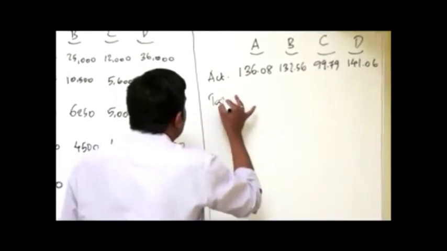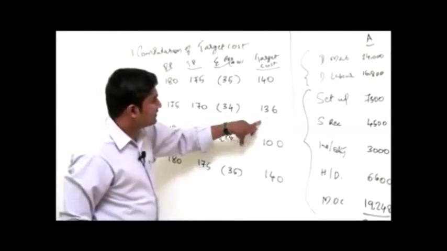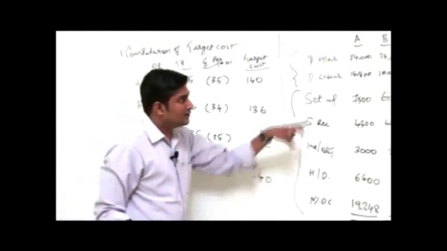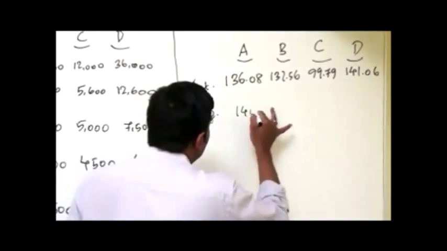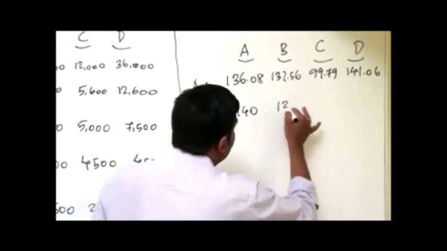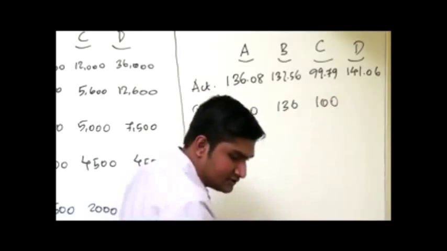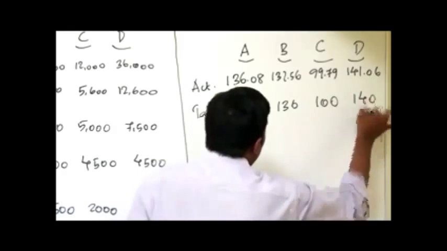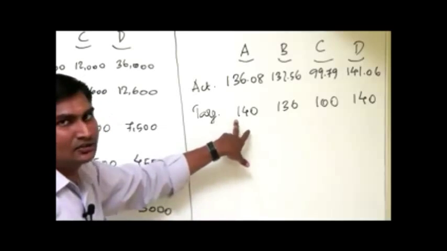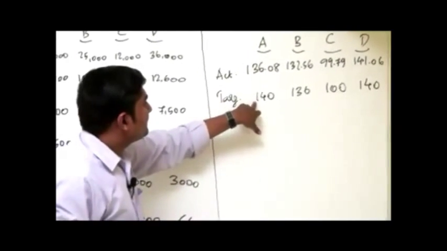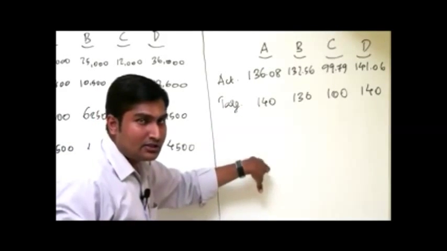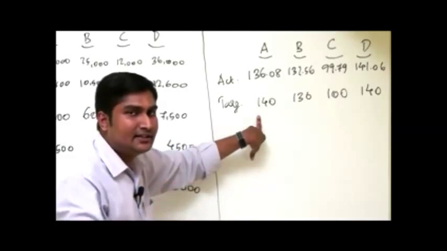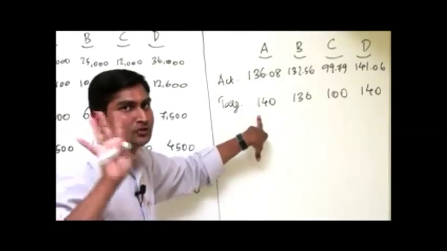Now targeted cost: A 140, B 136, C 100, and D 140. Let us put all those figures here again. A 140, B 136, C 100, D 140. So these were targeted costs. So A can incur a per unit cost of 140 or lower. If it is incurring 140, it can get that expected profit, that is 25% on cost.